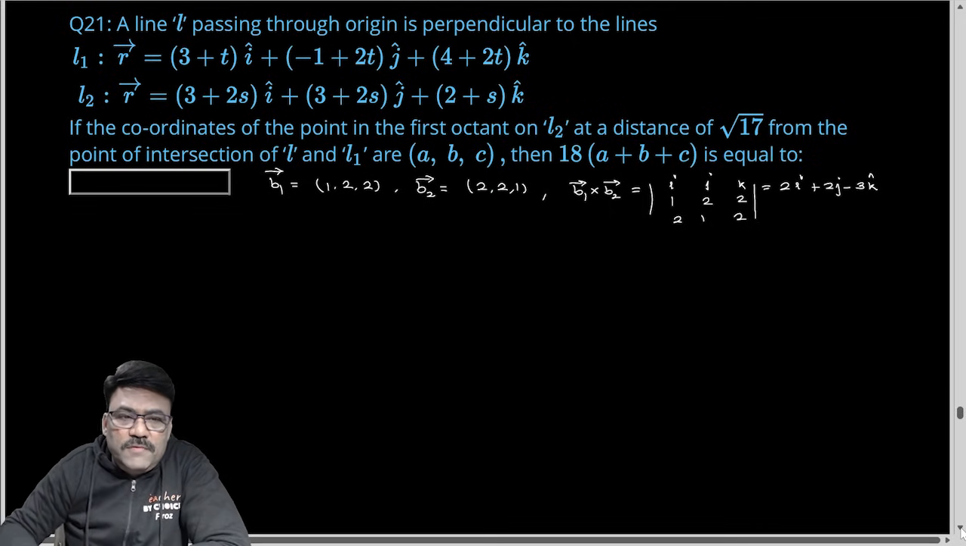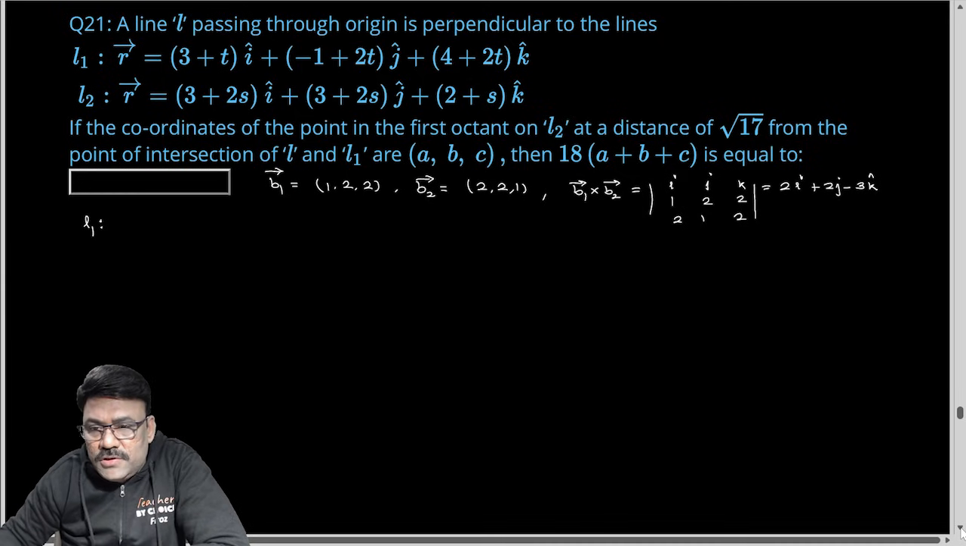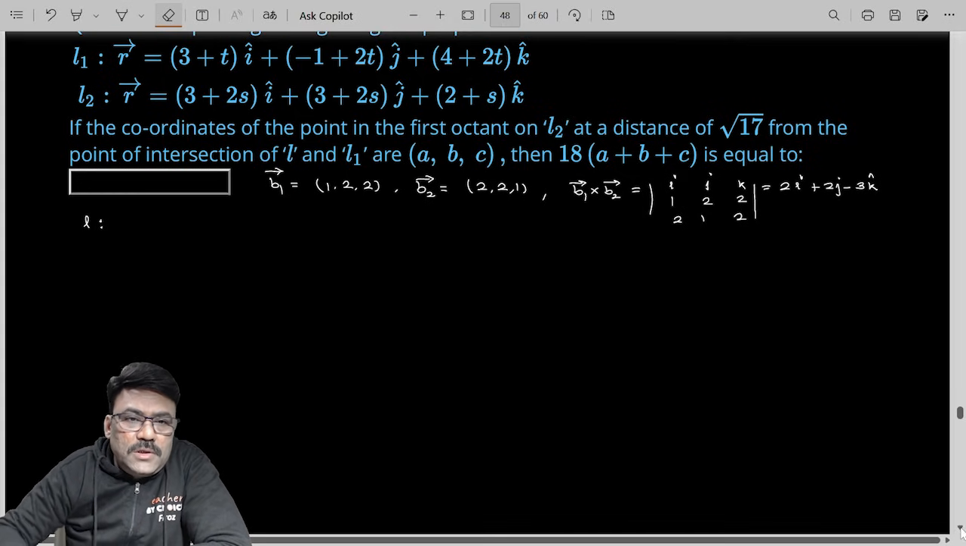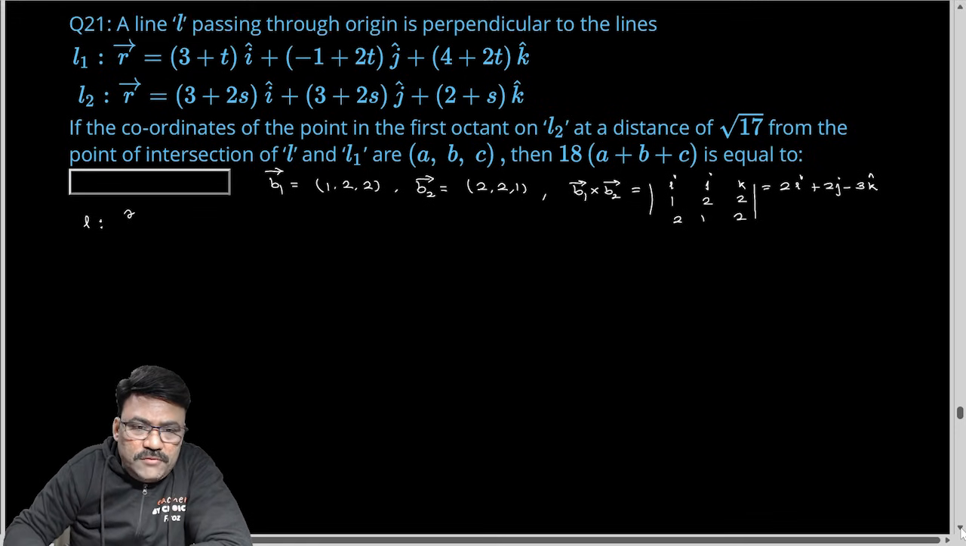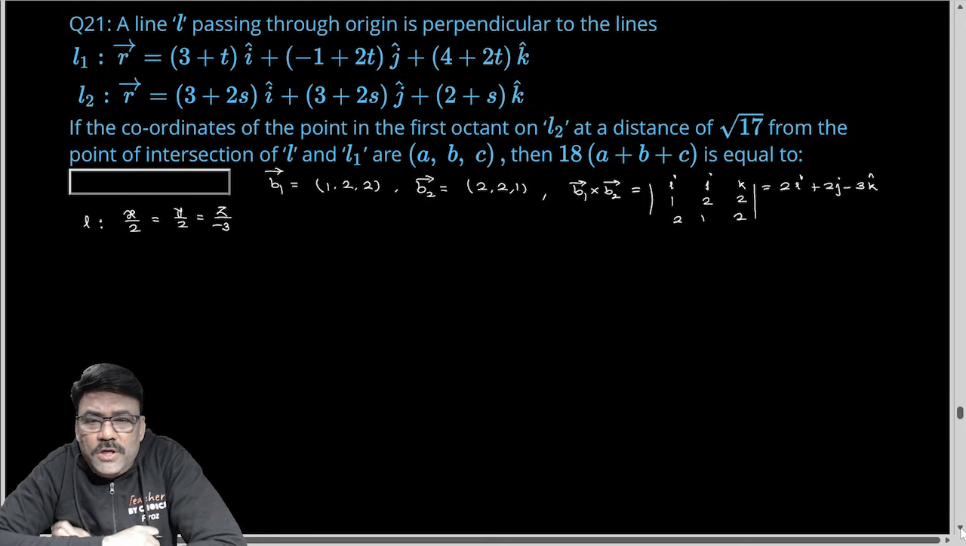So hence the line L can be written as: line L is passing through origin and its direction ratios are 2, 2, minus 3. So line L is basically x over 2, y over 2, z over minus 3. This is the line L. Now I have to find the point of intersection of L and L1.